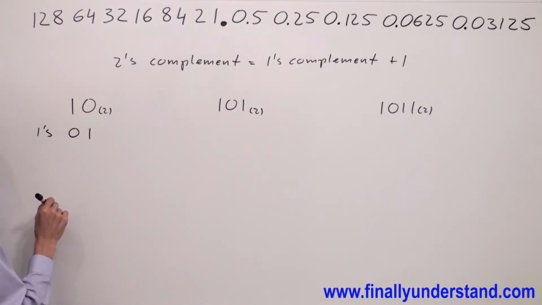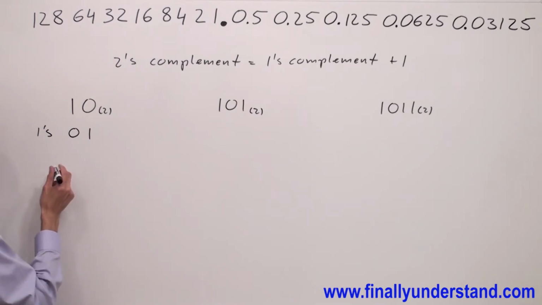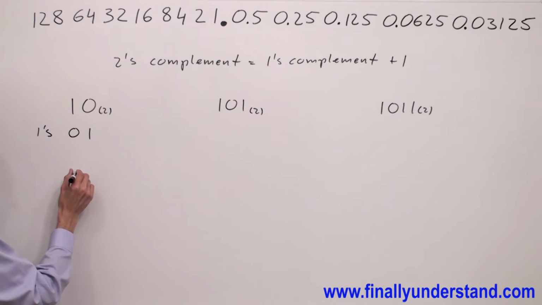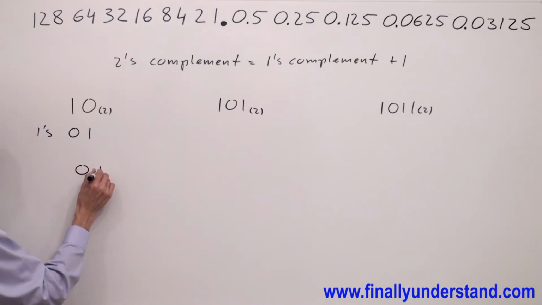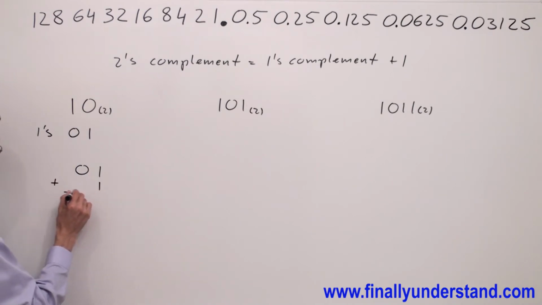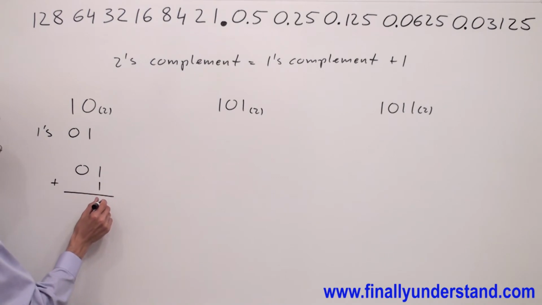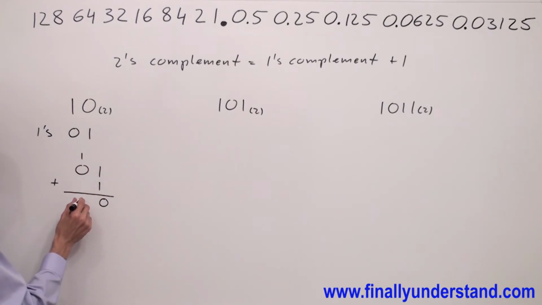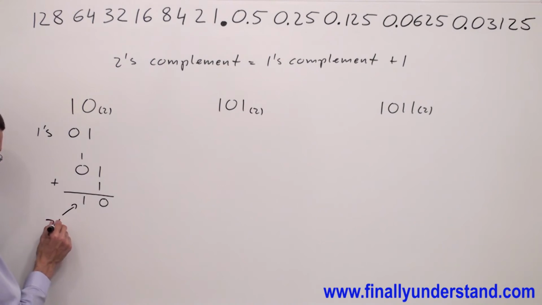for the given number. Next, in order to find 2's complement, I'm supposed to add 1 to 1's complement. We got 1's complement 0, 1, and in order to find 2's complement, you're supposed to add 1. So 1 plus 1 is 2. You're supposed to write 0 and carry of 1, and I'm going to have simply 1. So this is the solution to my problem, and this is my 2's complement.